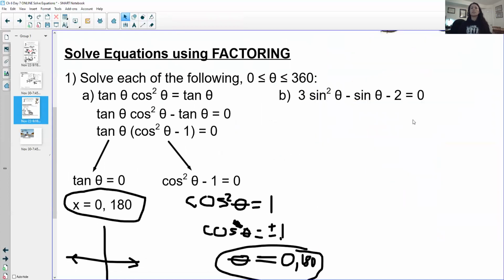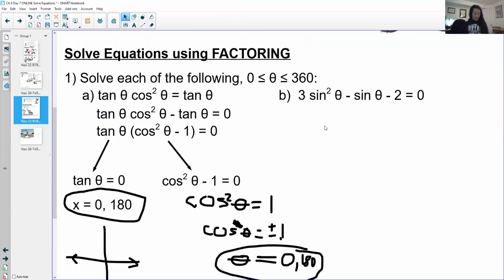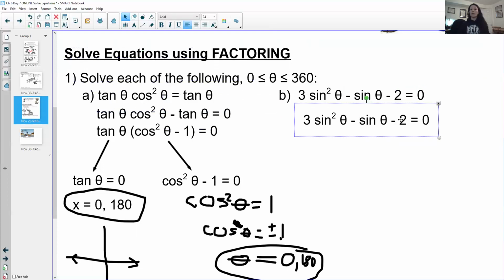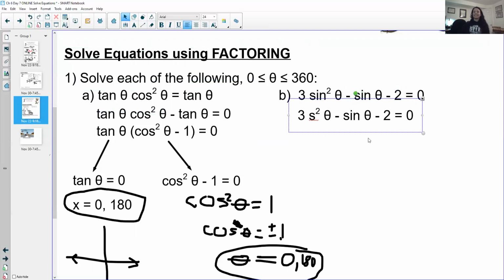Okay, let's look at a different example here. This one is kind of cool because we're going to have to replace and do some serious factoring. When I answer these, I actually keep my sine values, but I want to show you something. I've got 3 sine squared theta minus sine theta minus 2 equals 0. If these were not sine, let's just say s. Let's pretend it was a variable. 3s squared minus s minus 2 equals 0. That's a quadratic. You should be able to solve it.